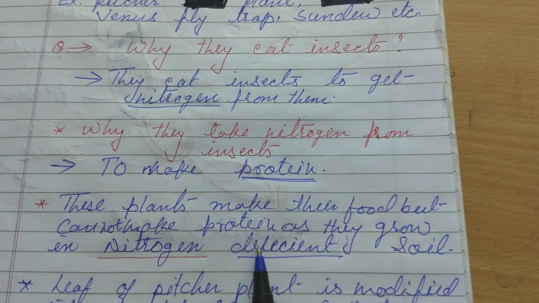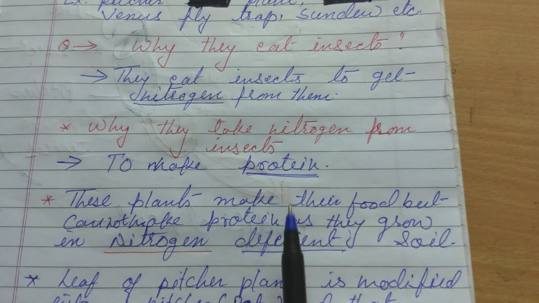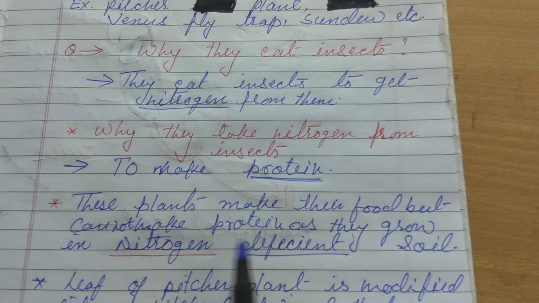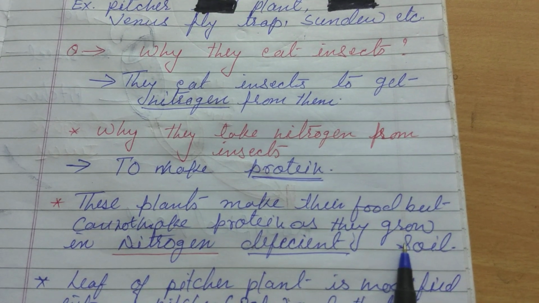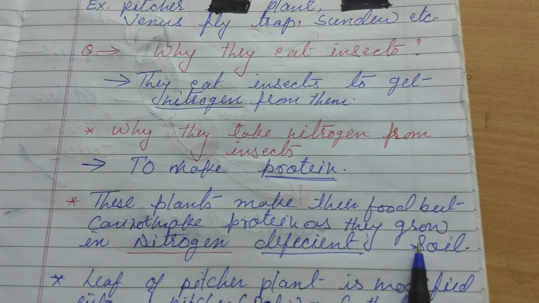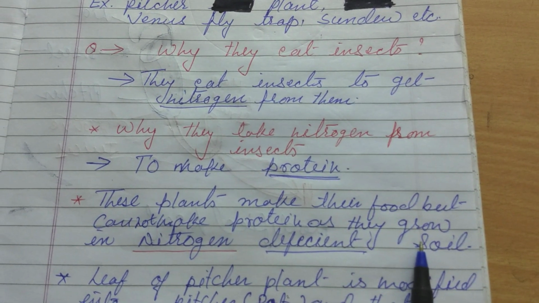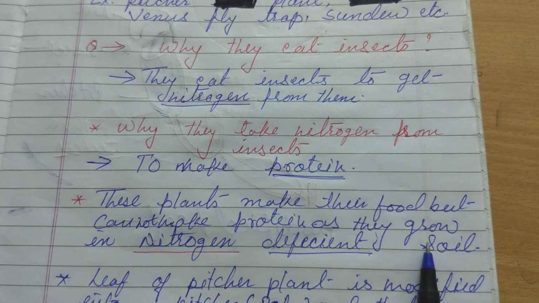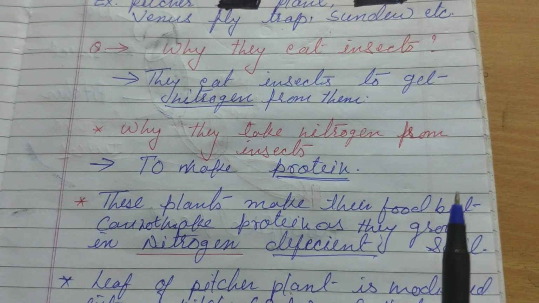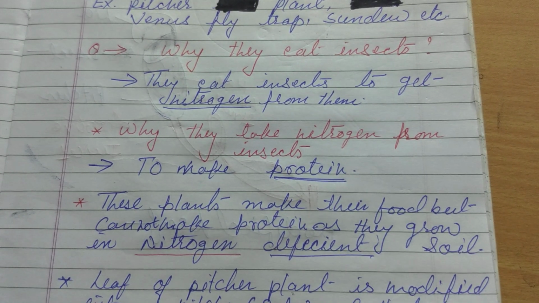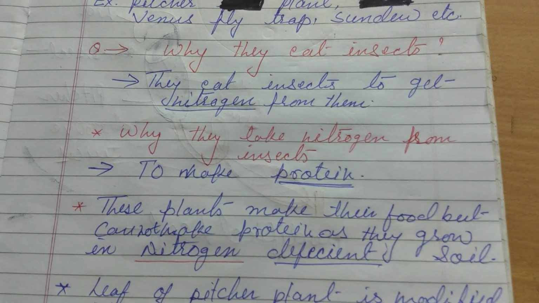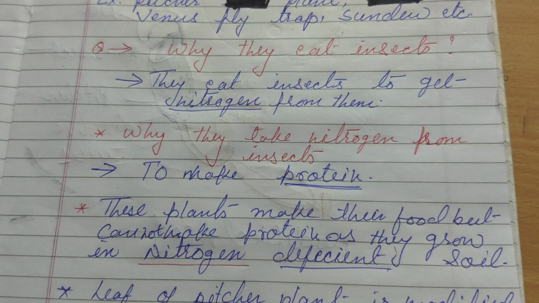Okay, again I am telling you, these kinds of plants are grown in nitrogen deficient soil. It means the soil has the least amount of nitrogen, and that amount of nitrogen is not enough to prepare protein. So that is why they eat insects to get protein. So the question arises, maybe it comes in your mind, why do they eat insects?